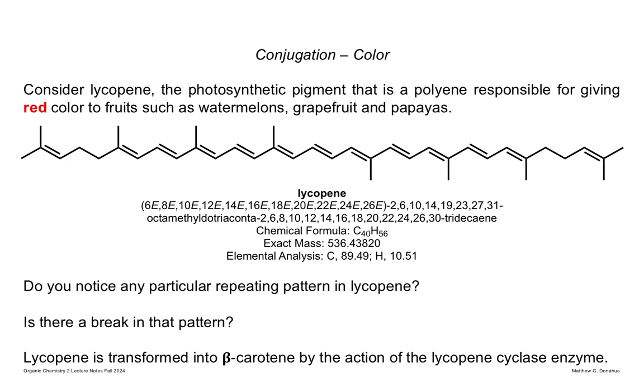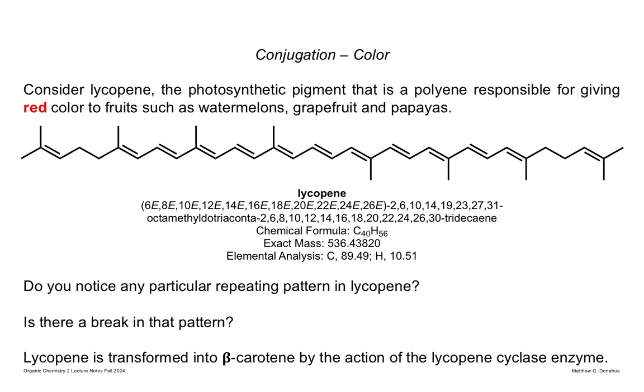So this is the structure of lycopene. It's a photosynthetic pigment that's a polyene responsible for giving the red color to fruits such as watermelon, grapefruit, and papaya. As a review, we're communicating that structure as lycopene, but there's the IUPAC name. You can see it's really long, so lycopene will suffice.